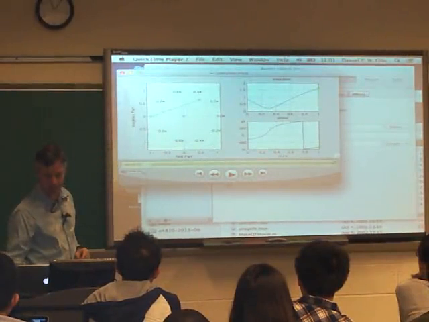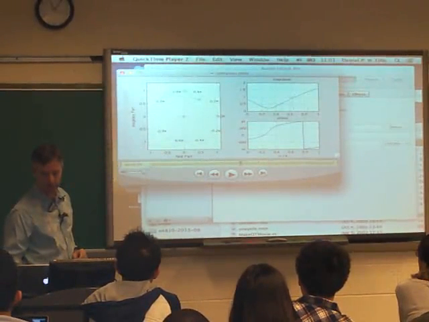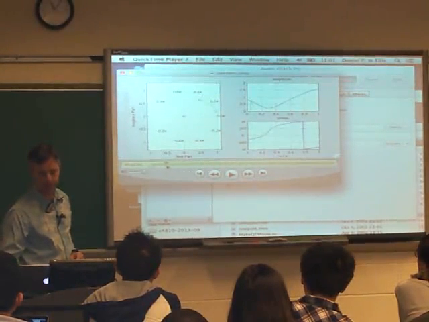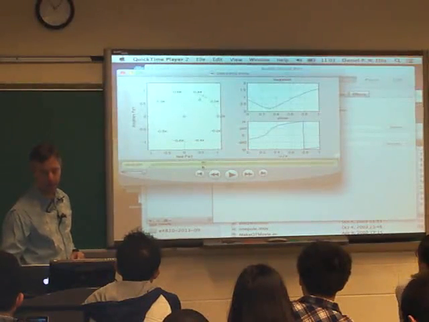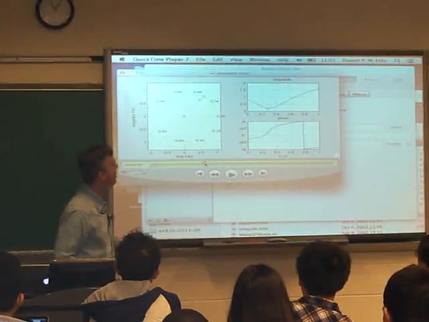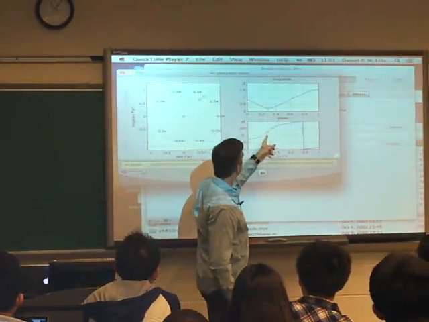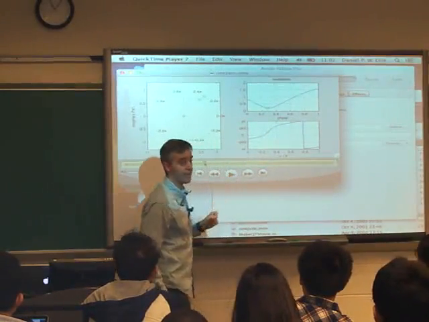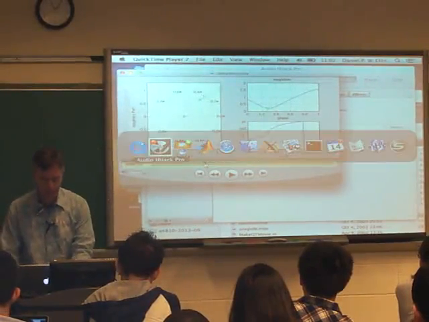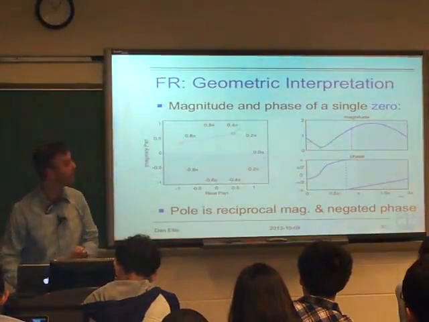But now you can slide this thing around, and you can see, for every point on this axis, where the magnitude and phase line up. You can see how that point of nearest approach is the point where the magnitude is smallest and the phase is changing most rapidly. Now, that's a single 0.